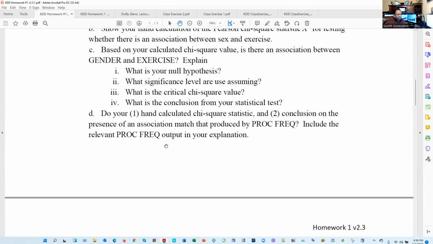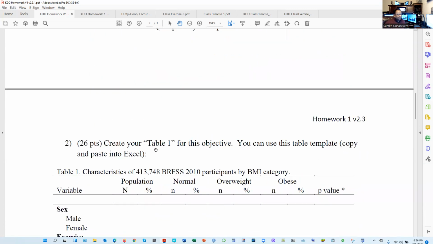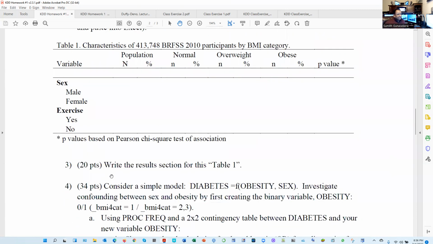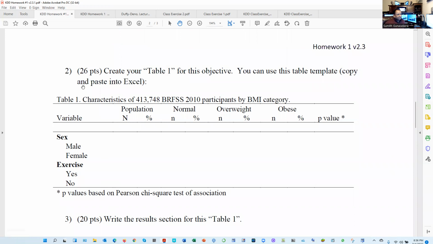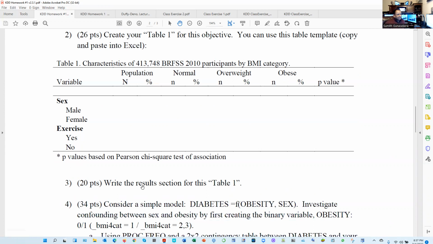Then the null hypothesis, this. And number 26, create Table 1 for the subjects. You can use this table to complete this one and write the results, which is another question. I hope you do a pretty similar way, the 26 points, to create your Table 1. And then write the results, meaning you're going to run and get the results and put them here. They both go together. You can use this table template to copy and paste into Excel and then complete this one. Write the results section for this table.